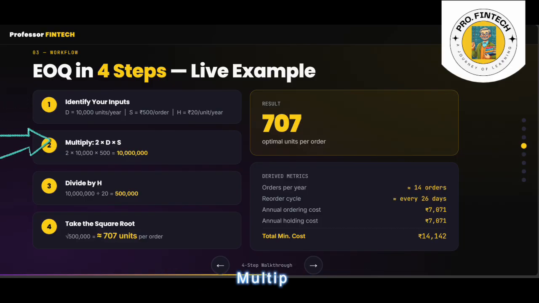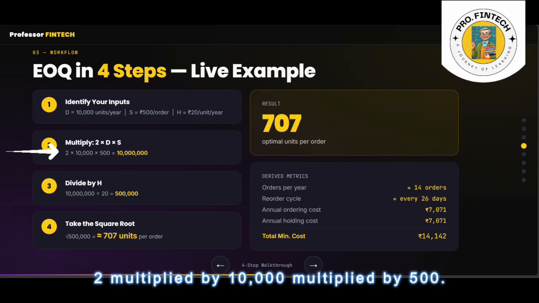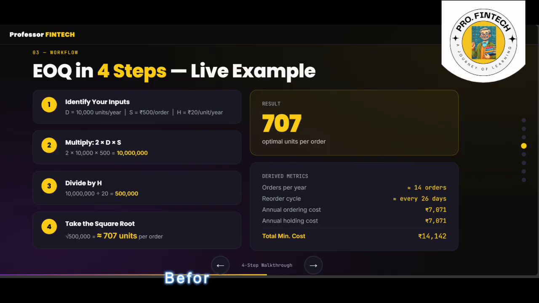Step 2. Multiply 2 times D times S. So that's 2 multiplied by 10,000 multiplied by 500. Before I say the answer, grab a calculator or do it in your head. What do you get? That's 10 million. That is 1 crore. Step 3. Divide by H. 10 million divided by 20. That gives us 500,000 or 5 lakh.